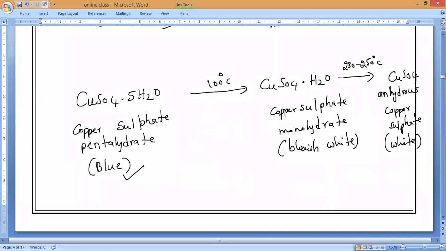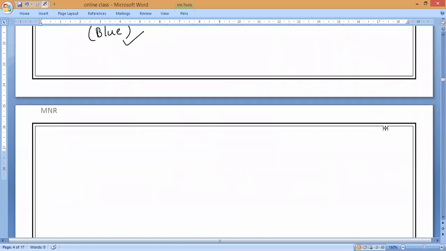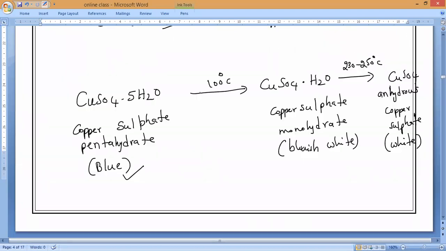But while you are writing, we won't write that. If I say decomposition of copper sulfate crystals, then you have to write blue color only. Is it okay, guys? But what is happening inside the reaction? This is what will happen first. Any doubt?